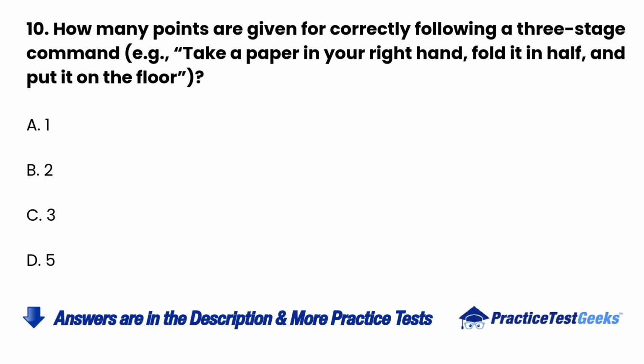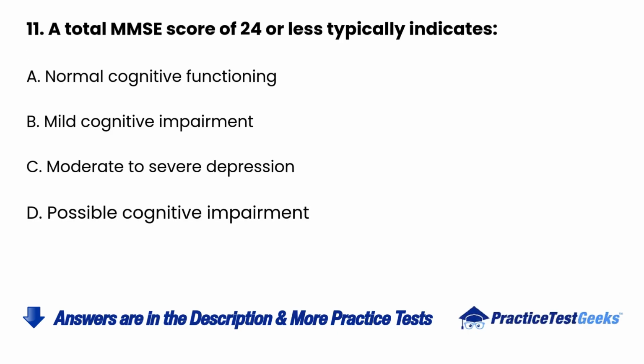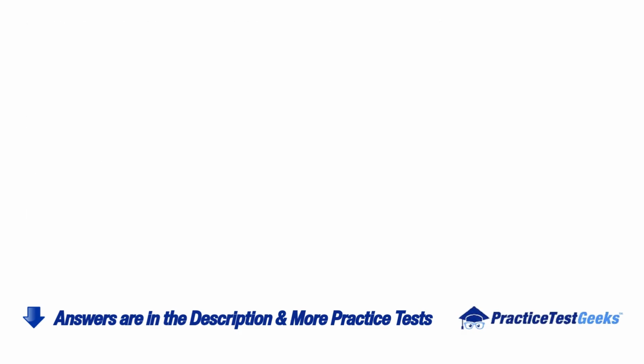10. How many points are given for correctly following a 3-stage command, e.g., take a paper in your right hand, fold it in half, and put it on the floor? A. 1. B. 2. C. 3. D. 5. 11. A total MMSE score of 24 or less typically indicates A. Normal cognitive functioning. B. Mild cognitive impairment. C. Moderate to severe depression. D. Possible cognitive impairment.